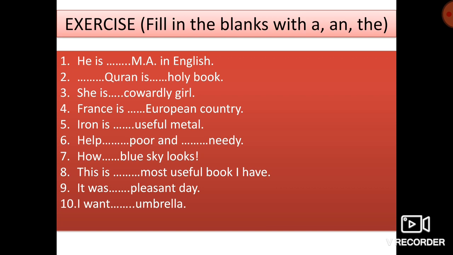Fourth, France is dash European country. Fifth, iron is dash useful metal. Sixth, help dash poor and dash needy. Seventh, how dash blue sky looks. Eighth, this is dash most useful book I have. Ninth, it was dash pleasant day. And last sentence is I want dash umbrella.